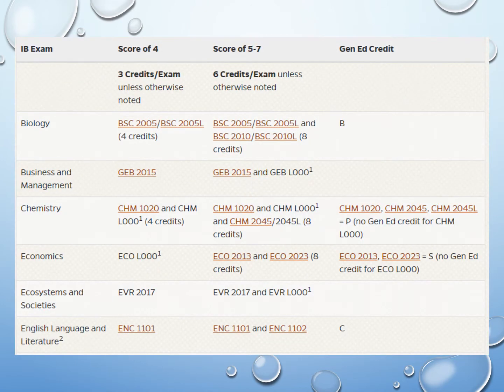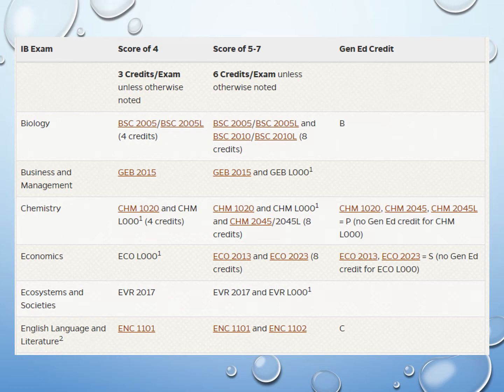But again, we're looking at the undergraduate catalog screenshot, so stick with me on this. Now, you'll notice that this is going to look very similar to AP, one less column, because we are grouping all of the scores of 5 through 7 into one specific awarding of credit, as opposed to it being different for 5, 6, and 7. It's essentially just, did you earn a passing score? If so, was it a 4 or was it a 5 or higher? That's really where the differentiation between what's awarded is going to happen.